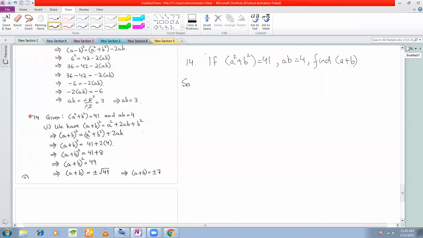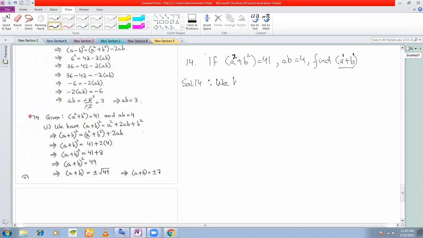So as I told you, we need to find a plus b from here. a square plus b square is given, that is the power 2 is given, and we need to find the power 1, because the power of a here is 1, the power of b here is 1. So we start from the expansion.